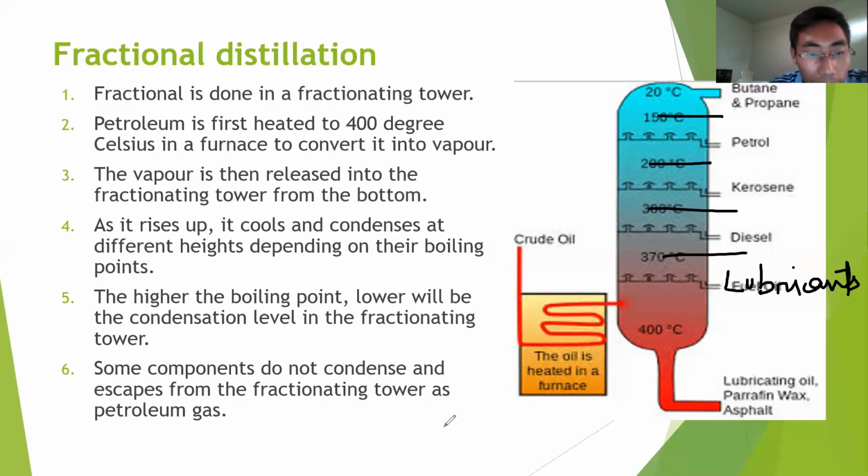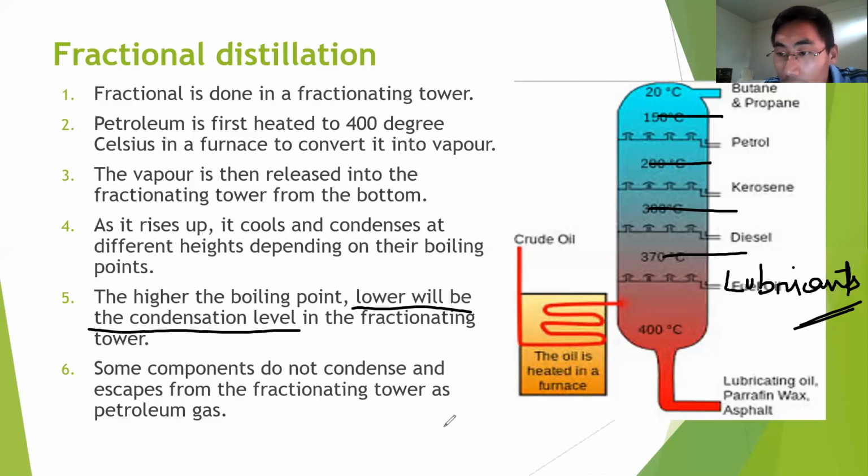Now the higher the boiling point, the lower will be the condensation level in the fractionating tower. For example, in the diagram you have the lubricants here. So the lubricant is condensing at a level in a compartment lower than that of diesel. So that means the lubricants have a higher boiling point. The higher boiling point will condense at a lower level. This is it.